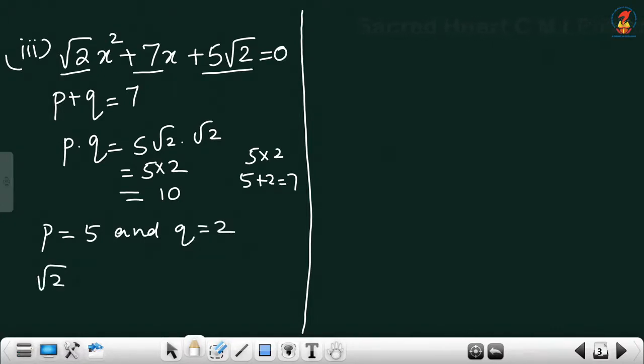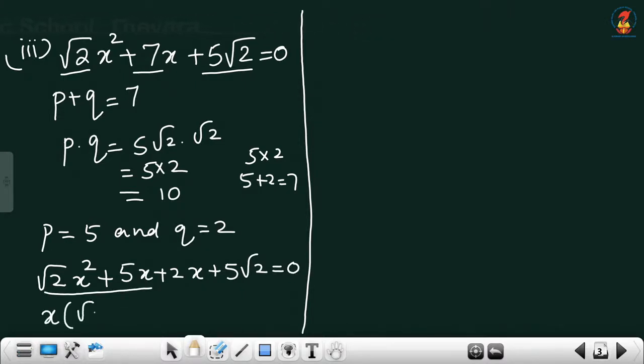So we can split it as root 2 x square plus 5x plus 2x plus 5 root 2 equal to 0. From these two you can take out x into root 2 x plus 5. From these two you can take out root 2. Root 2 into root 2 x plus 5 equal to 0.